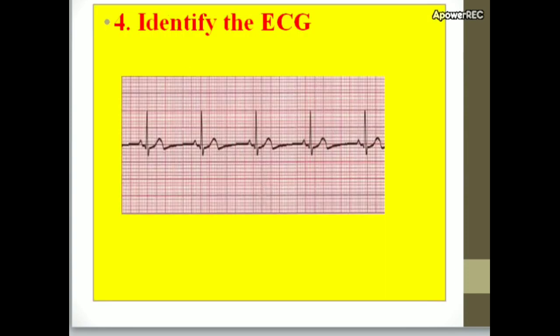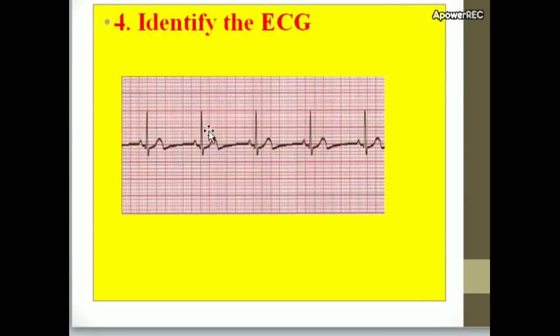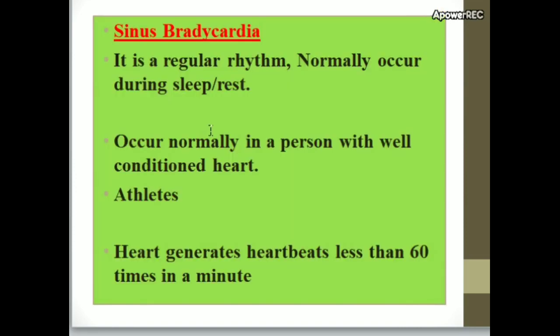Next question, identify the ECG. Just identify the ECG, what you see here. Let us move on to the answer page. It is sinus bradycardia. In bradycardia, you can see the length between two waves here is very long.